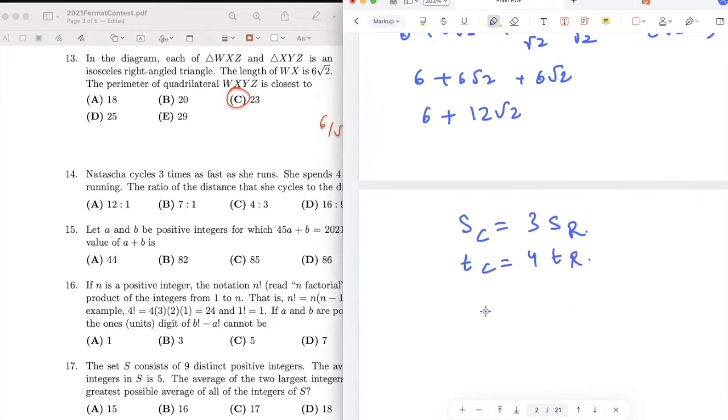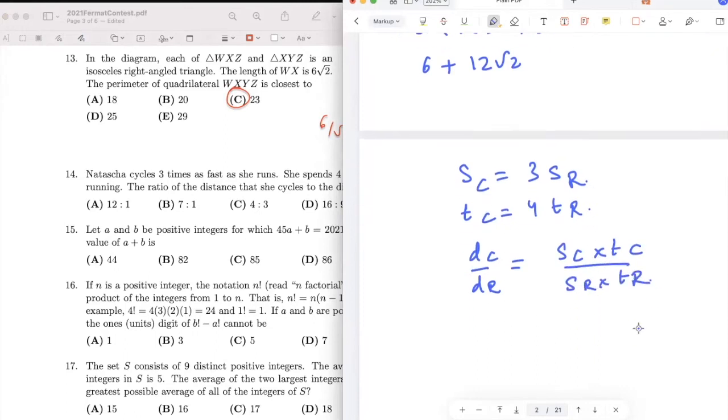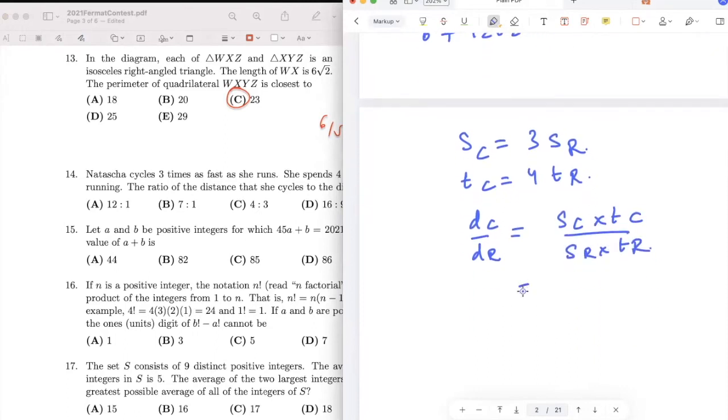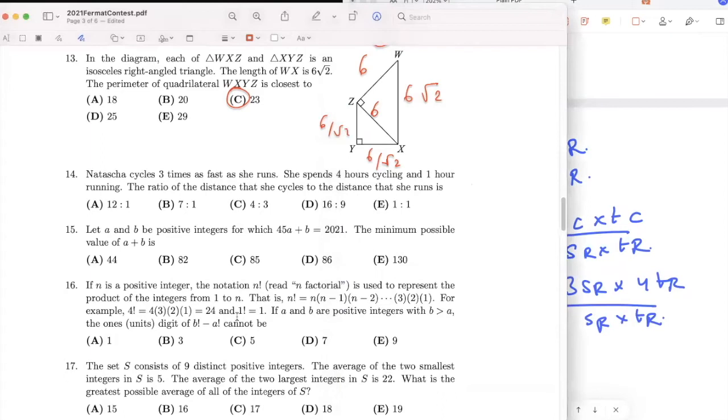So the ratio of distance of cycling to distance of running is SC multiplied by TC divided by SR multiplied by TR, which is 3 SR times 4 TR divided by SR times TR. So 12 to 1. Option A.